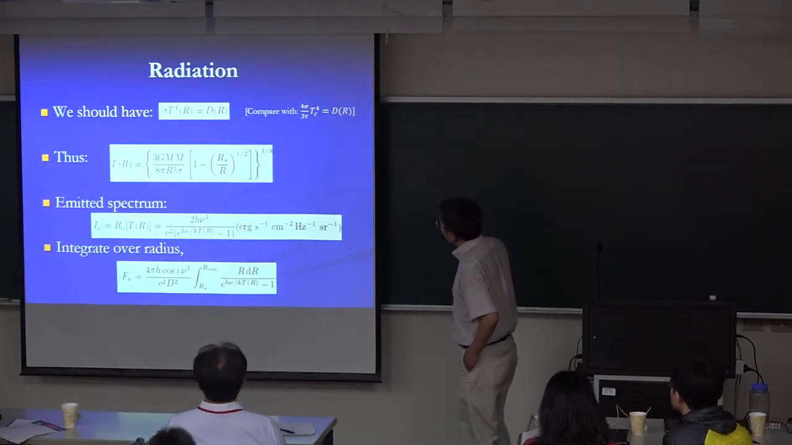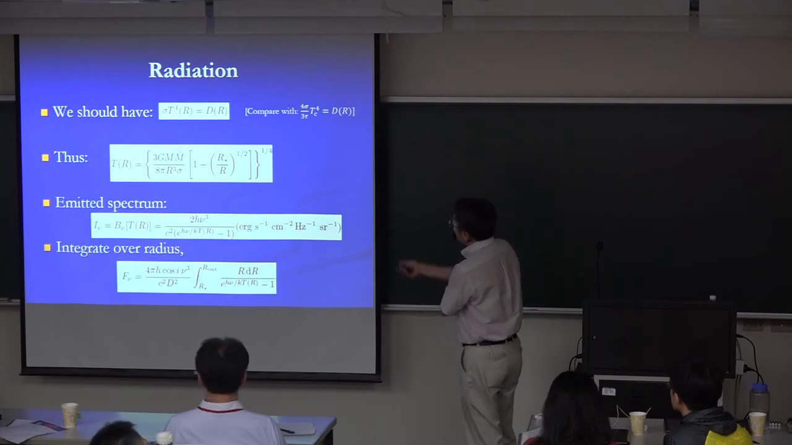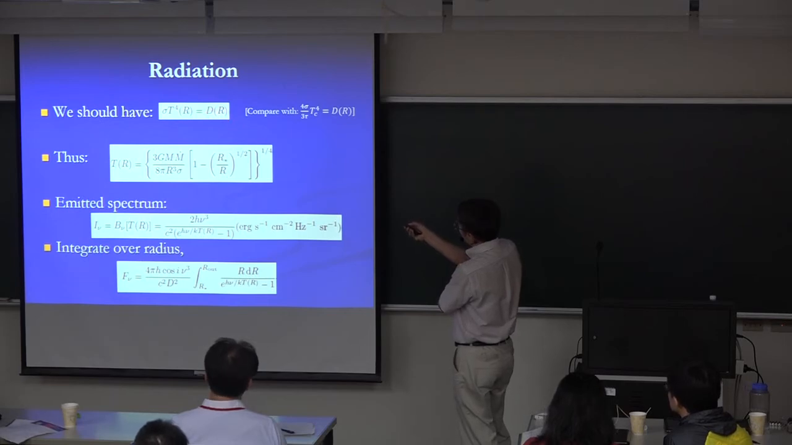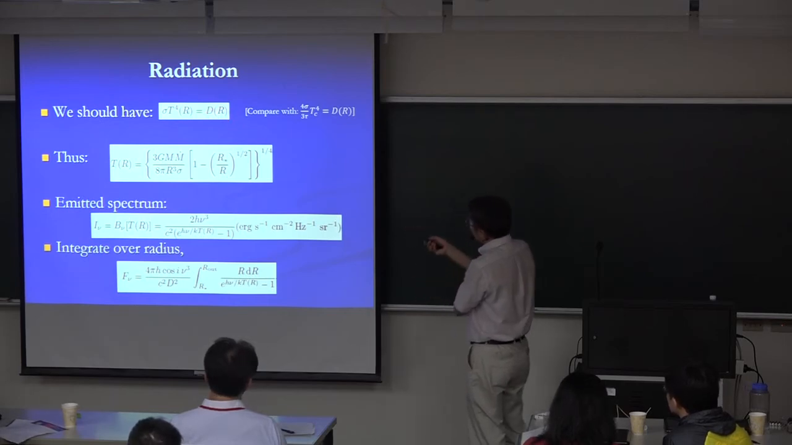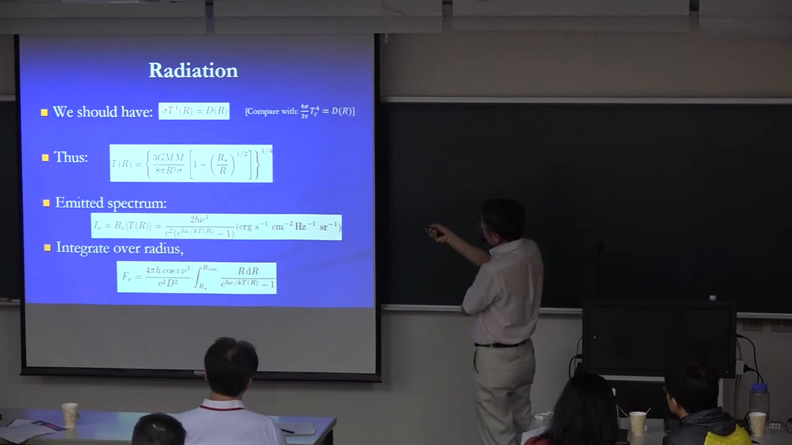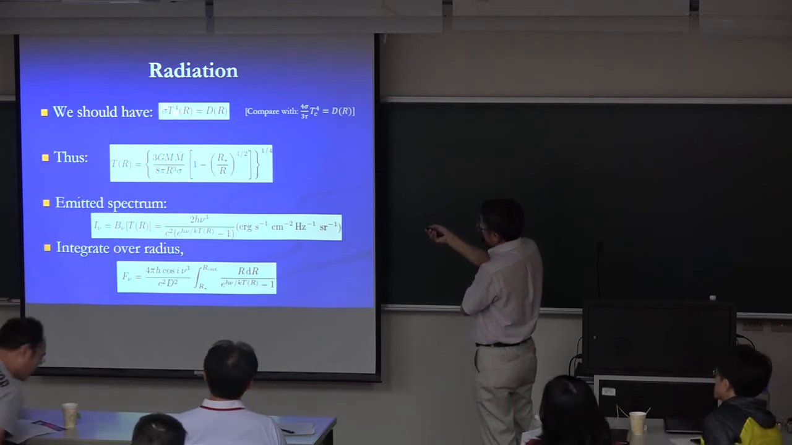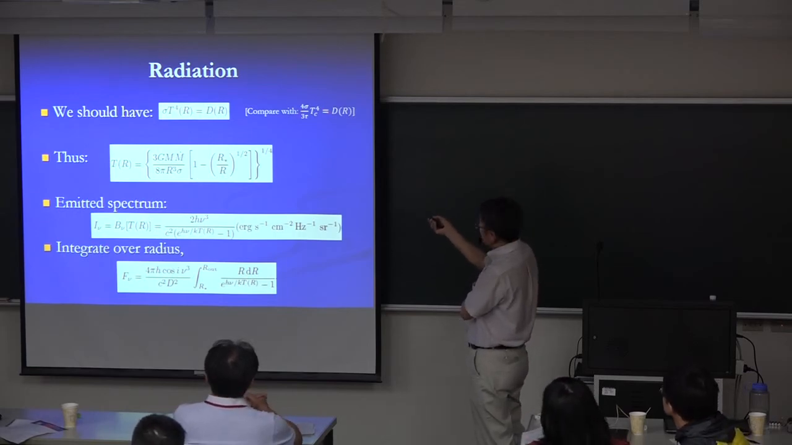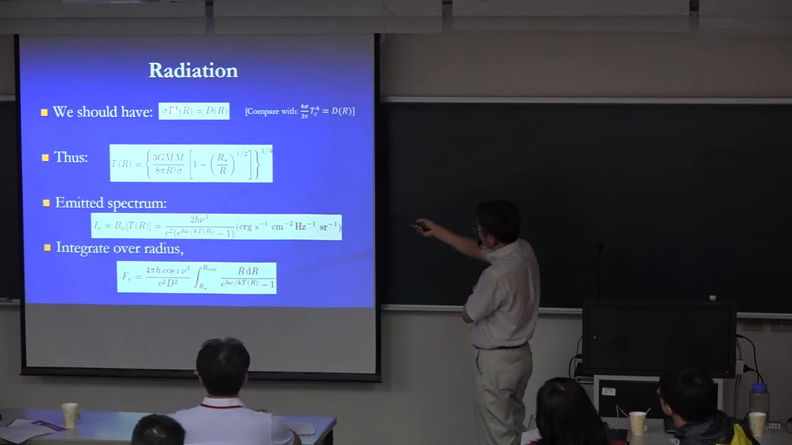Now let's talk about radiation again. This is the dissipation rate of the accretion disk I described before, and this is the surface temperature of the accretion flow. So please note this equation is different from the equation I showed before. This is because the temperature is different.